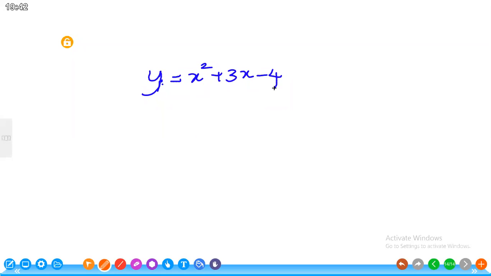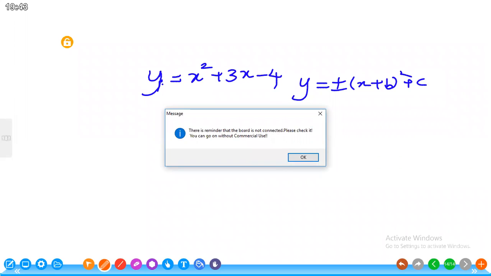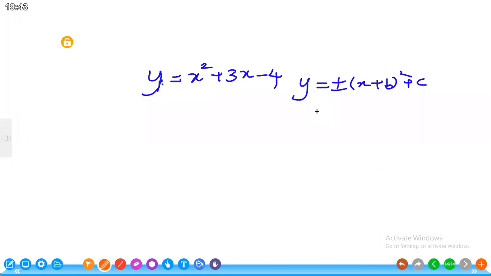Here, in this form, first we have to convert it into the form y is equal to plus or minus (x plus b) whole squared plus c. Otherwise we couldn't find any points. First convert into the form. You already know this, students, from grade 10. First convert to the perfect square.